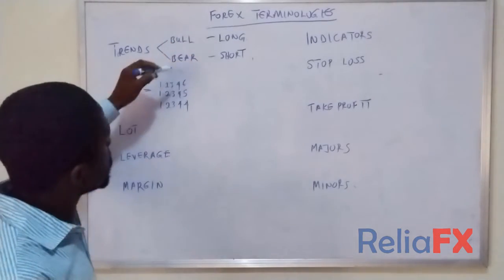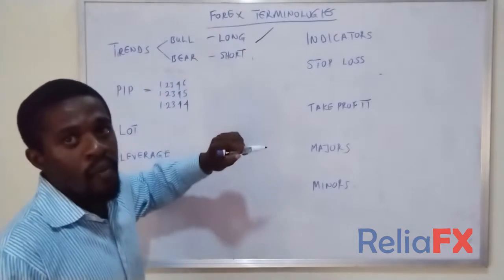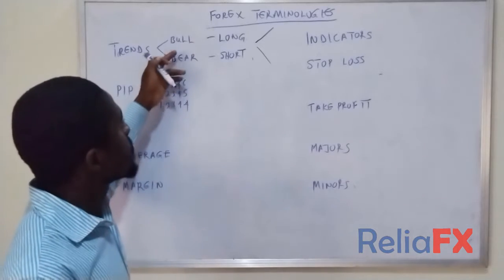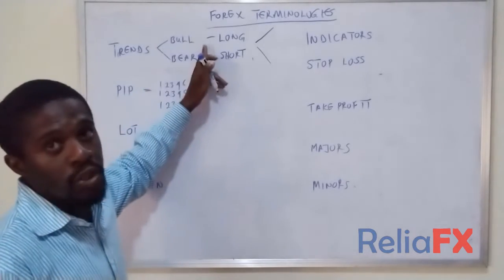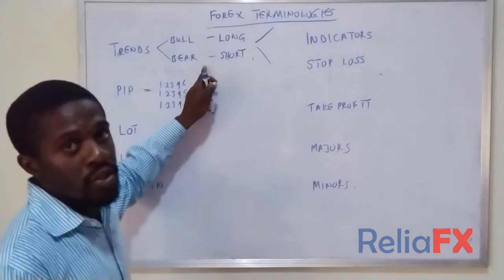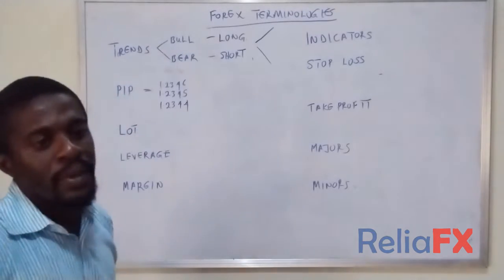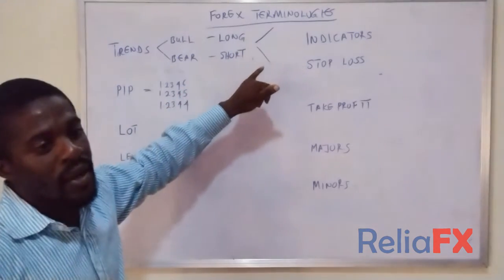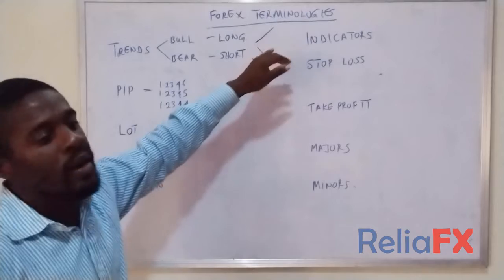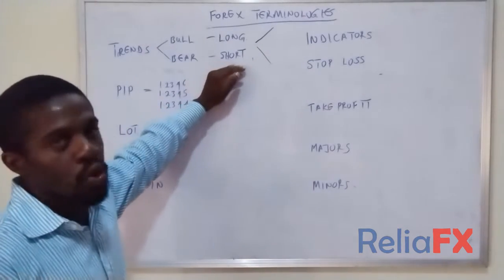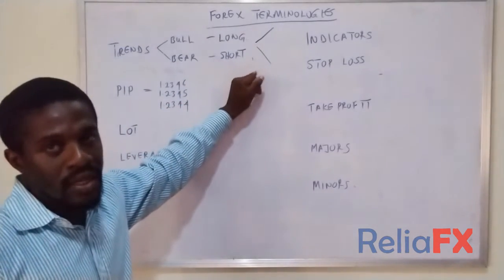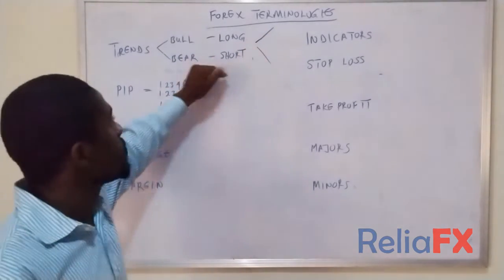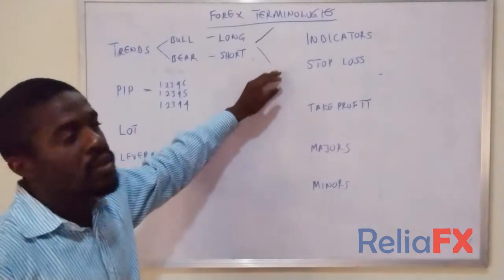The bullish trend is when the market is going up. Alright? And the bearish trend is when the market is coming down. Now, what we do when the market is going up is we long or we buy. When the market is bearish, we short the market or we sell the market. Bullish trend, long or buy the market. Bearish trend, short or sell the market.